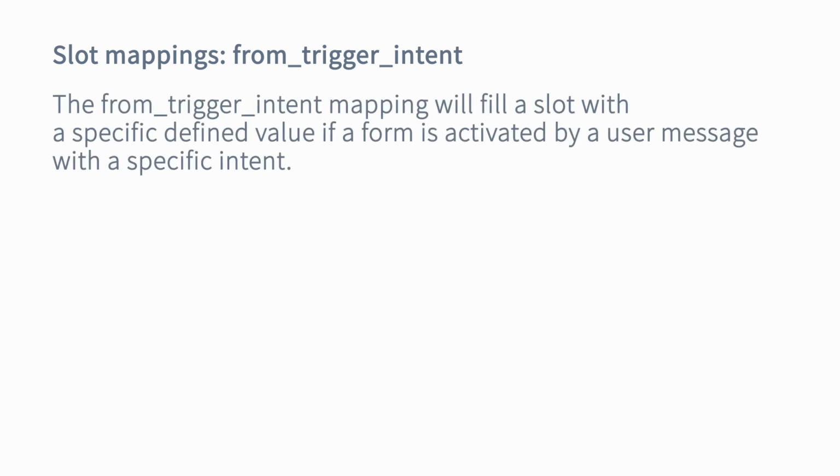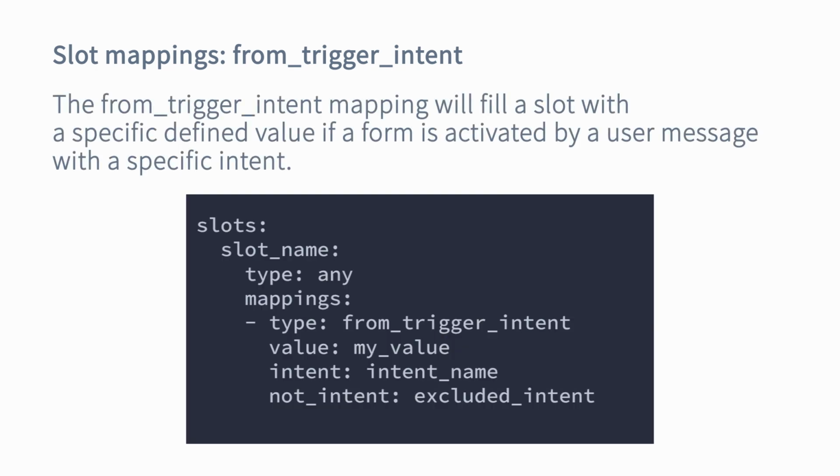Another available slot mapping in Rasa is from trigger intent. This slot mapping is sort of related to Rasa forms that we will cover later on in the series. But just a very high-level overview of how this works. Some intents in Rasa might trigger a form. A form, in very simple words, is a mechanism implemented in Rasa Open Source which allows your assistant to collect necessary information from the user in order to run a specific action.